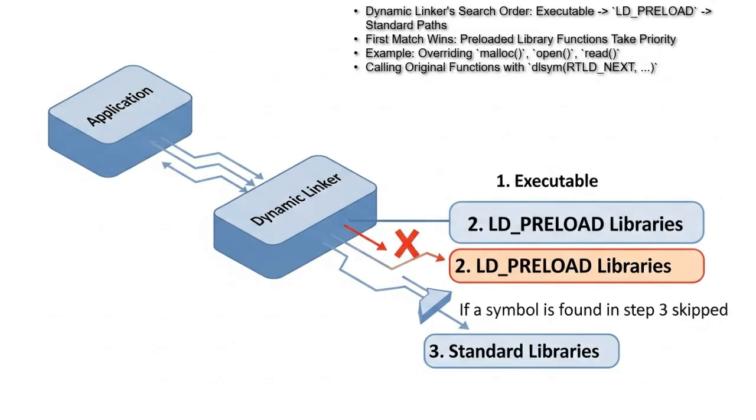For instance, in debugging complex multi-threaded applications, you might want to intercept malloc and free calls to detect memory leaks or corruption, logging every allocation and deallocation without recompiling the entire application. Performance profiling can similarly benefit, allowing you to wrap critical functions and measure their execution time precisely.